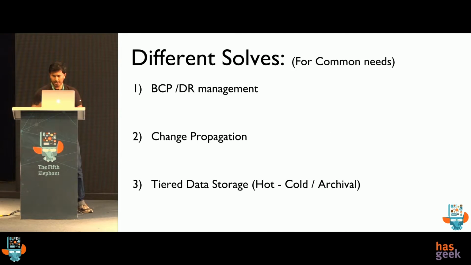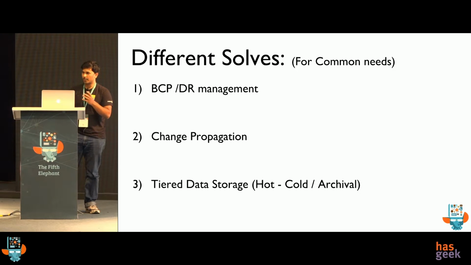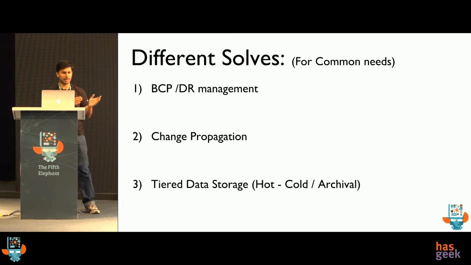The second problem we had was that we had different solves for common needs. So as a data store platform, there are certain characteristics that we wanted, which were common across our systems. BCP-DR, right? Business continuity plan. Either you go with full snapshots or incremental snapshots, or you're having a replication pipeline to move your data to a hot standby. Now, this had to have different solves.